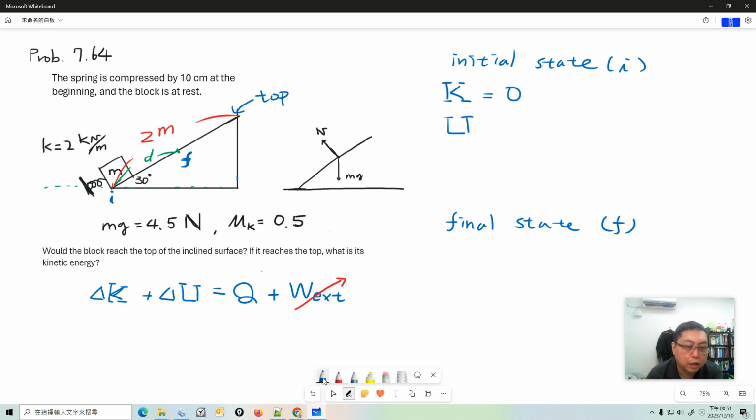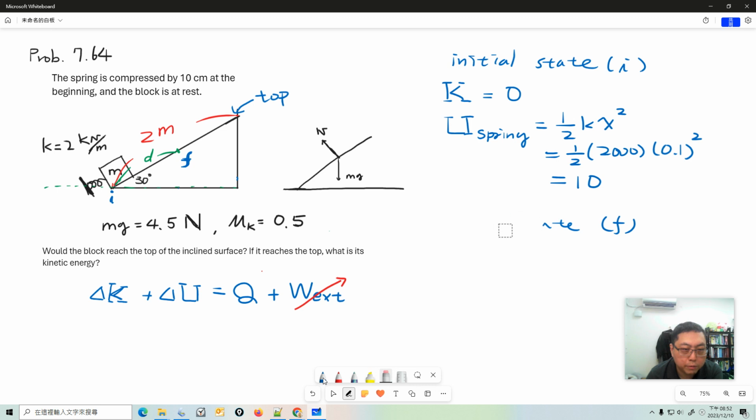And do we have spring potential energy? Yes, because initially this block is mounted on the spring, and the spring is compressed by 10 centimeters. So the elastic potential energy, 1 over 2 k x squared, is just equal to 1 over 2 k, where k is 2 kilo, so 2000, times 0.1 squared. And I think the answer is 10, right? Yes, 10.